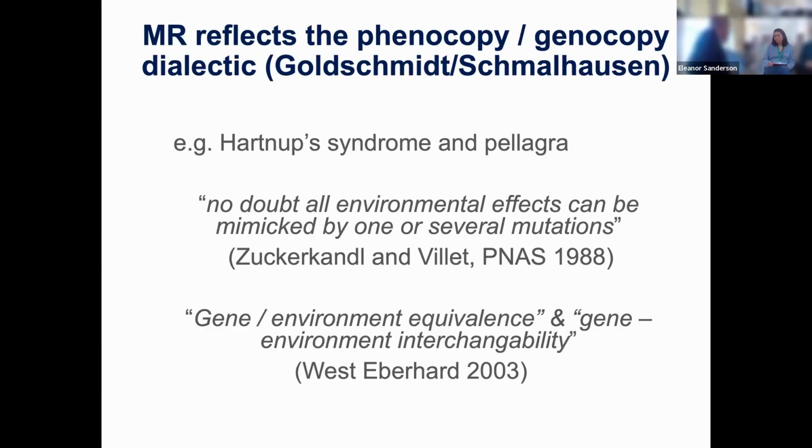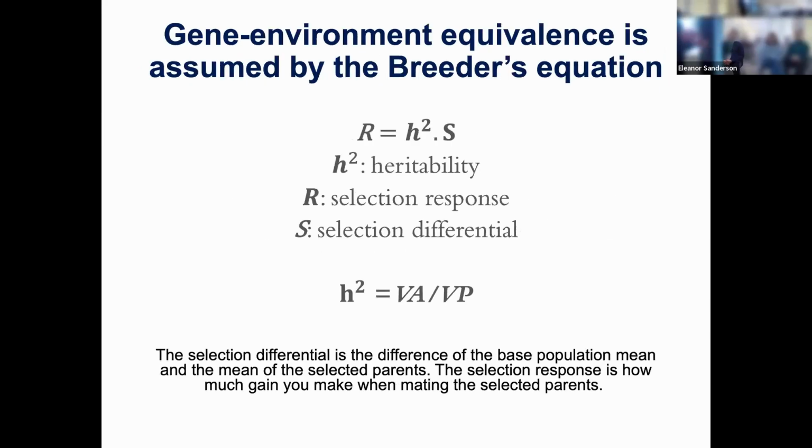Sir Campbell Villett famously said, no doubt all environmental effects can be mimicked by one or several mutations. I think for all environmental effects on an endogenous disease or endogenous disease processes, that is true. I don't think, for example, there's a mimic of being exposed to sheep dip, or in fact, a mimic of getting run over by a truck, but it is true for other things. And gene-environment equivalence is assumed by the breeder's equation.